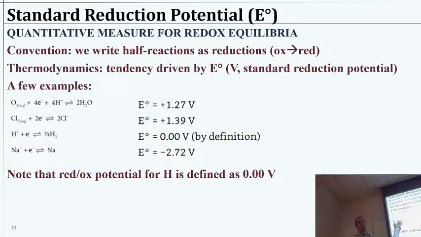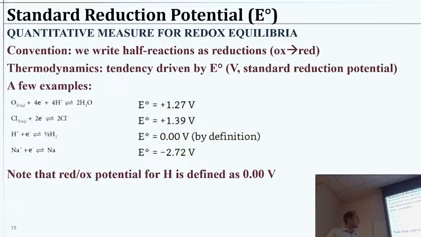The hydrogen half reaction, right? The H plus an electron going to half of H2. This we have defined as 0 for the standard electrical potential. That's our reference point for everything else. We can find everything else from that standard.